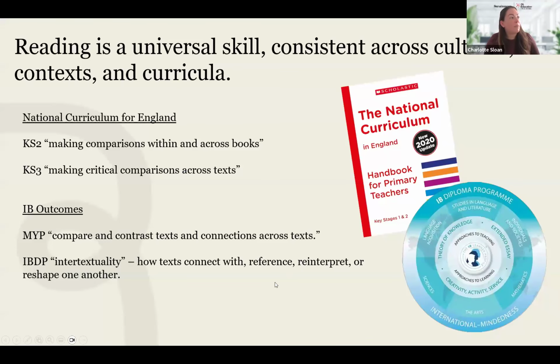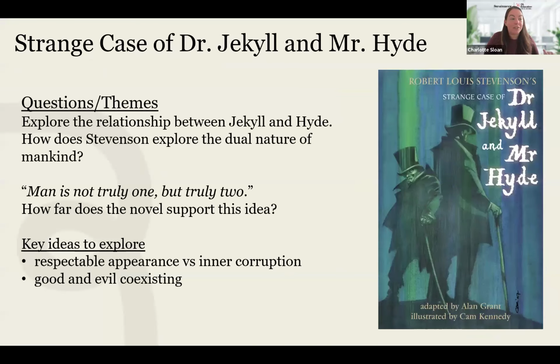So as we've just mentioned, we mentioned previously about reading being a universal skill. We're now going to give you a little bit of a demo of what we would do if we were teaching at that upper secondary level. So again, you might be thinking, right, okay, well, the theme for Dr. Jekyll and Mr. Hyde was, when we've done this book, explore the relationship between Jekyll and Hyde. How does Stevenson explore the dual nature of mankind? Thinking about that good and evil coexisting, that respectable appearance versus inner corruption.